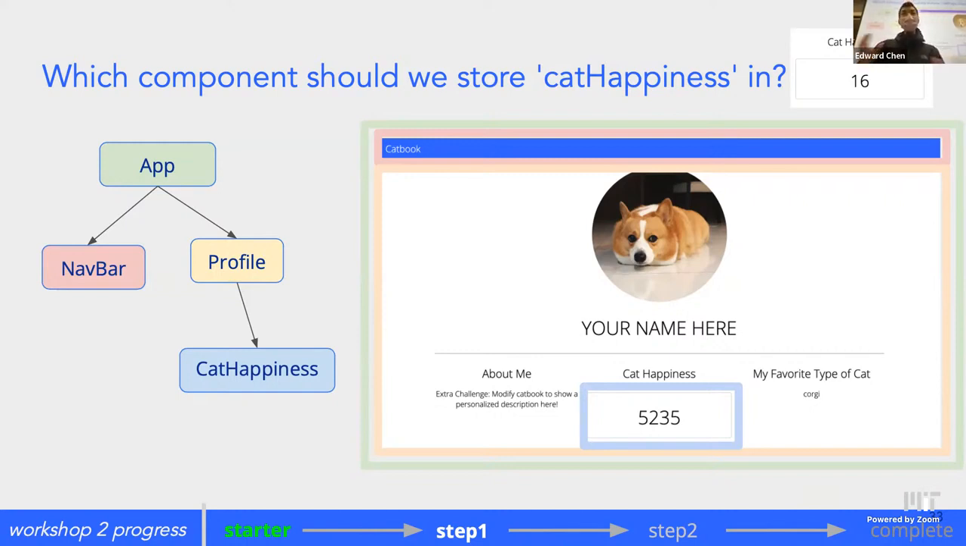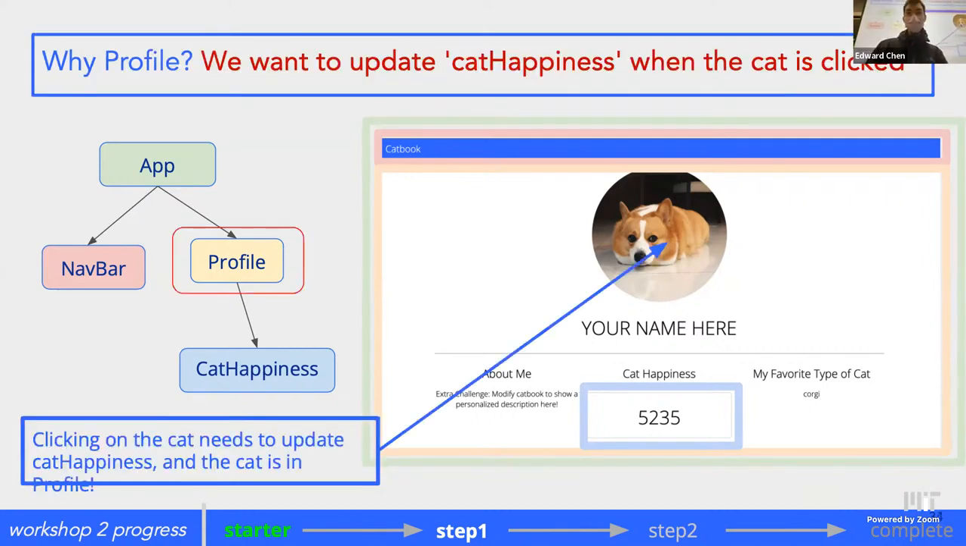So let's say that I'm talking about a different state here. Maybe also, let's say that I want to display cat happiness in the nav bar. If I want to display cat happiness in the nav bar, I would say that I should store the cat happiness state in the app component, because then I can pass it as a prop to both the nav bar component and to the cat happiness component. Does that make sense for everyone here? So we're going to store the cat happiness state in the profile component so that we can update it every single time we click on the profile image.